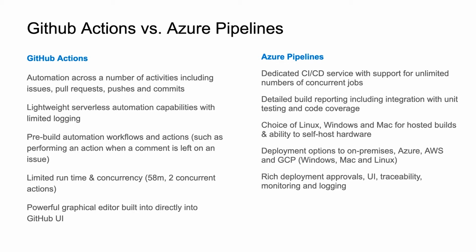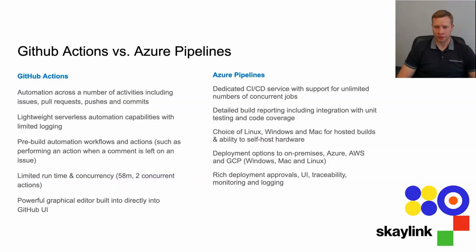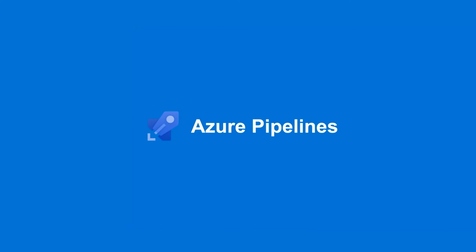So what's the difference between GitHub Actions and Azure Pipelines? The main difference is that Azure Pipelines has an unlimited number of concurrent jobs, and with Azure Pipelines you can build your code on Linux, Windows, or even Macs, and you can always run agents on your self-hosted hardware, whereas GitHub Actions only supports Linux. And you'll see later on that it has really rich deployment approvals, a really rich UI, and it's easy to build everything in there.